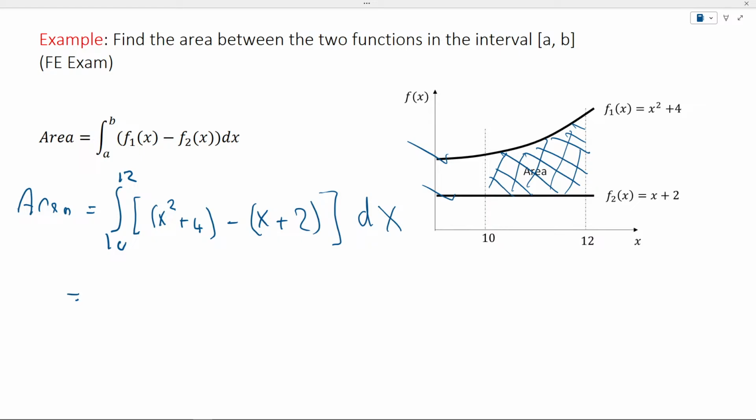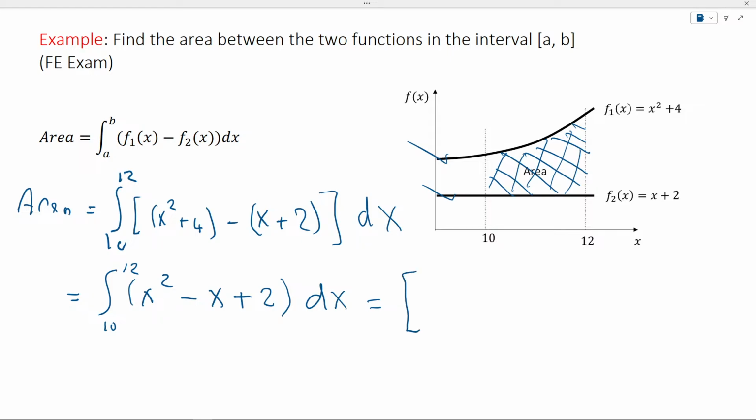Can I simplify this? Yes, I can. So that's x squared here, 4 minus 2, so that would be plus 2, and then minus x. Because this is minus 2, negative 2 plus 4, that's plus 2, and this is negative x. And all this to the dx. So can I solve this? Yes, I can solve this.